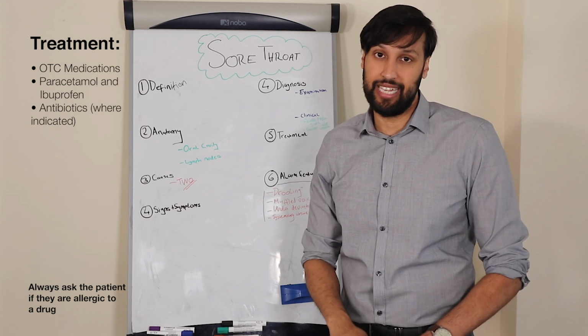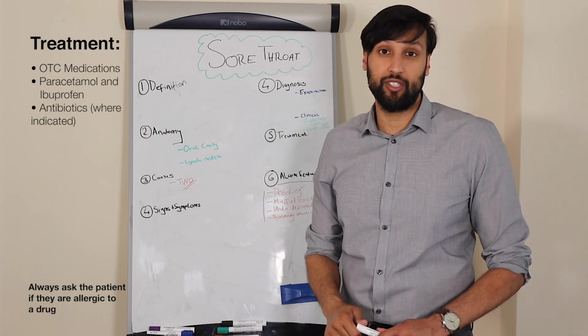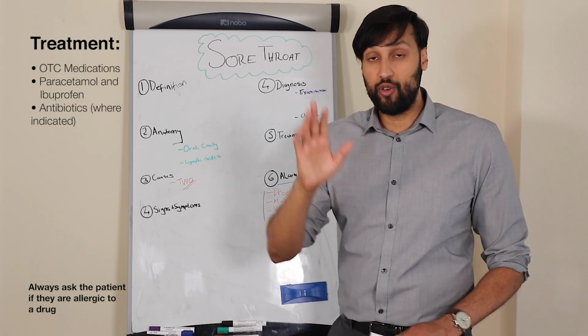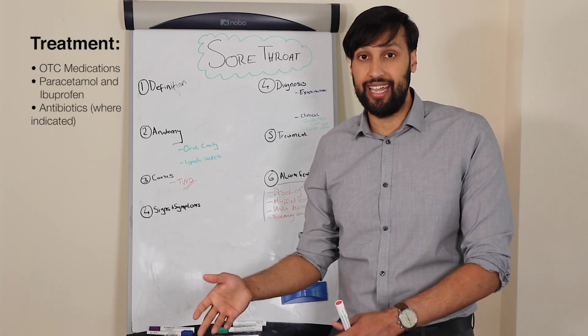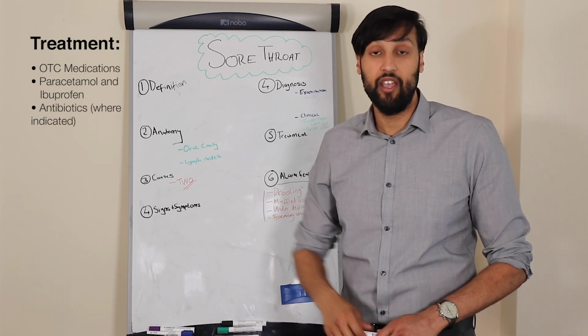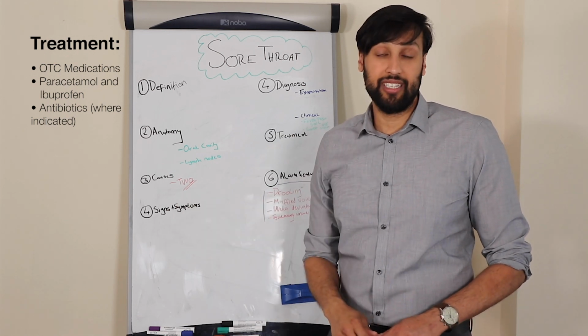Treatment-wise, if it's indicated, issue a prescription for antibiotics. For example, if the FeverPAIN score is 4 out of 5, you can give phenoxymethylpenicillin, 2 tablets 4 times a day, normally for 10 days. If they're allergic to penicillin, you can issue clarithromycin. And if they are pregnant, then you might want to consider erythromycin.